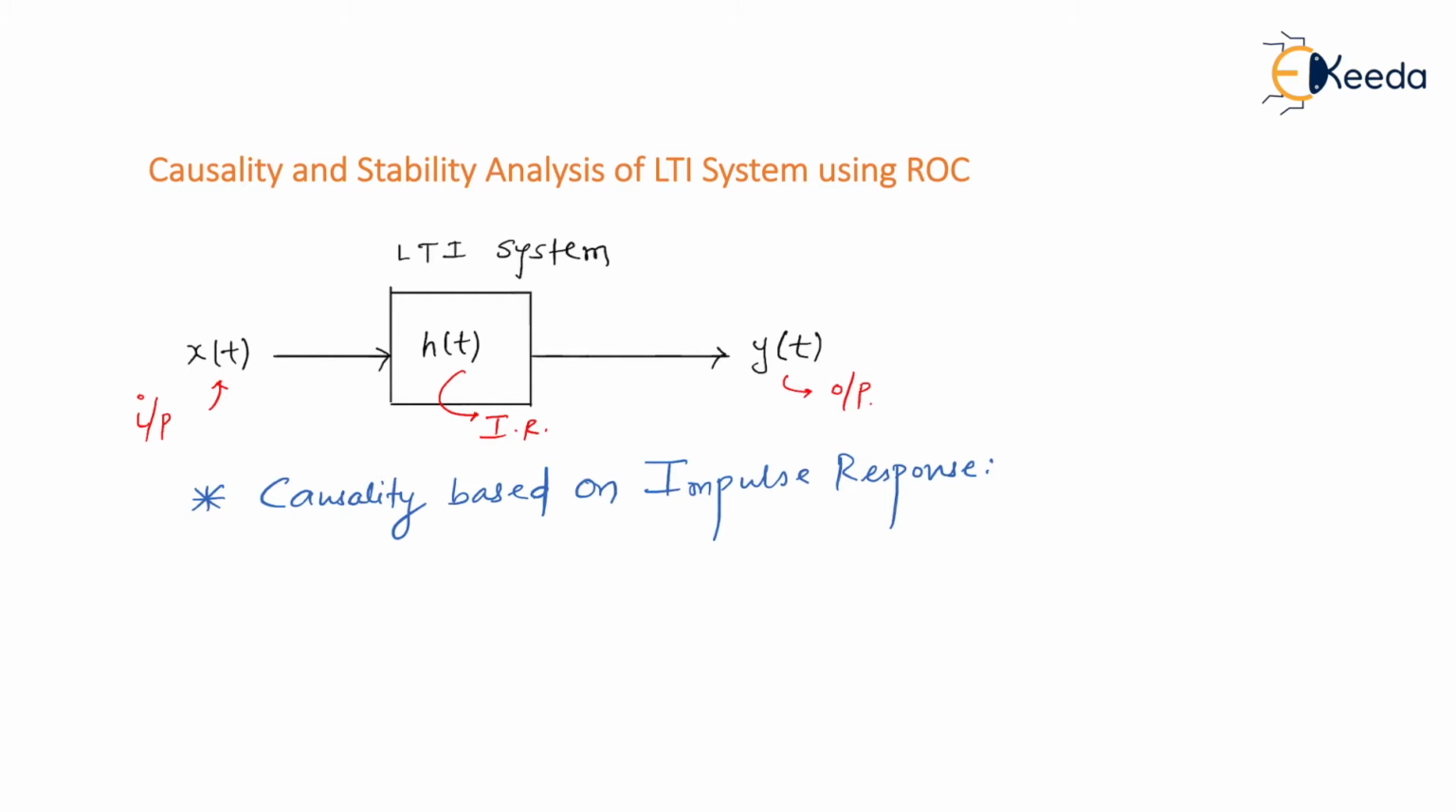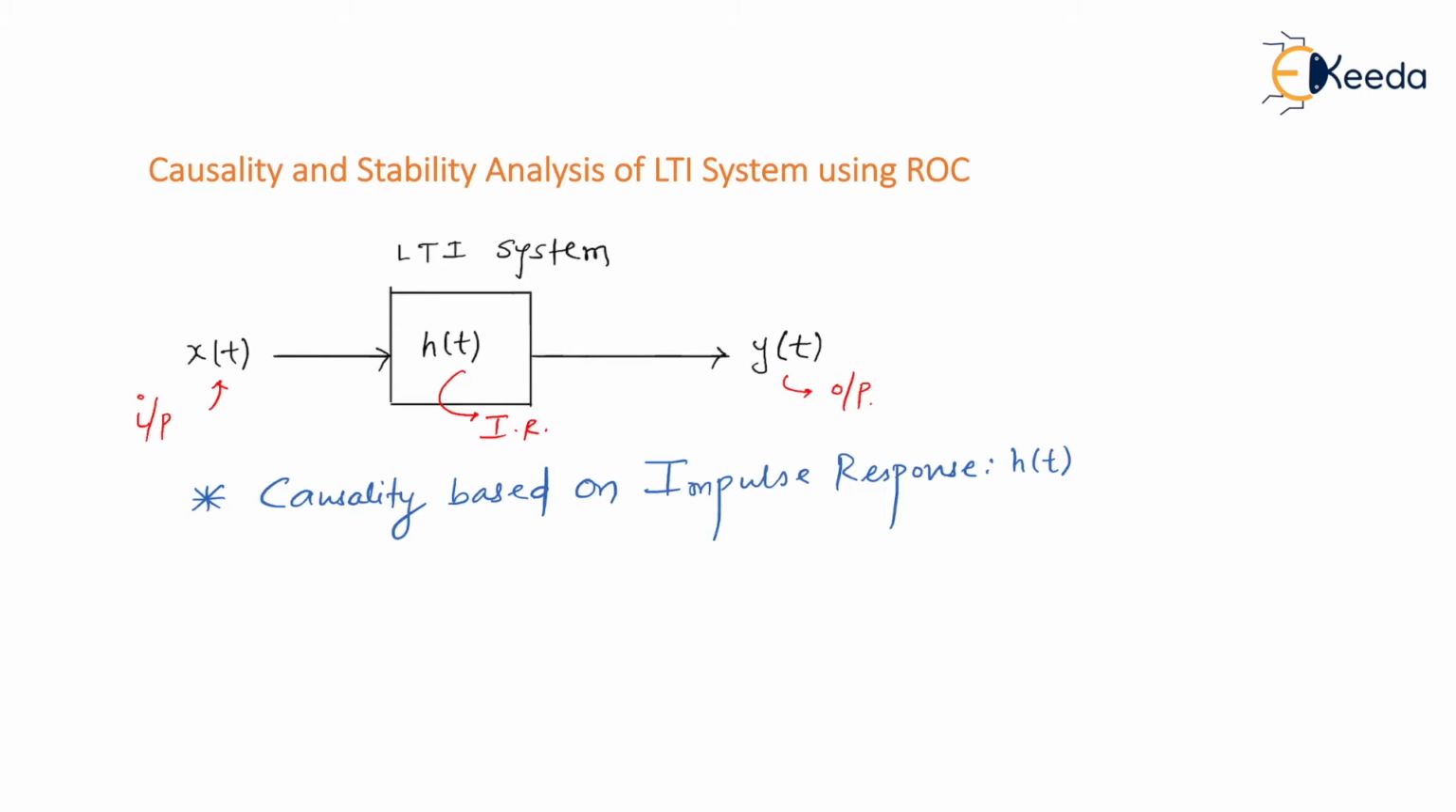First of all, we will see causality based on the impulse response, that is, h of t. We have already seen this. For a system to be causal, h of t should be equal to 0 for t less than 0. That is, in a graphical representation, h of t must be a right-handed signal, meaning that h of t should be equal to 0 for t less than 0. For negative values of t, you will find absolutely no response for h of t.